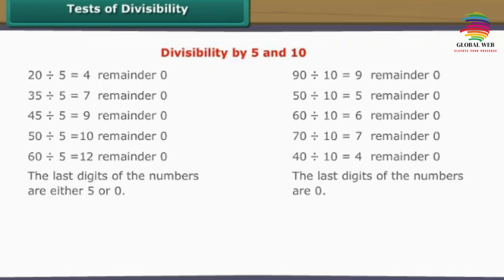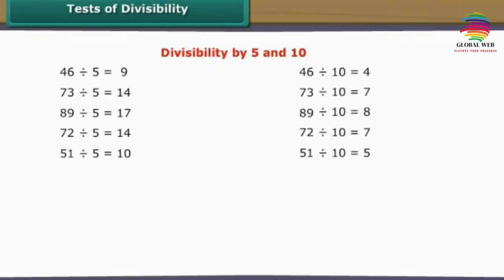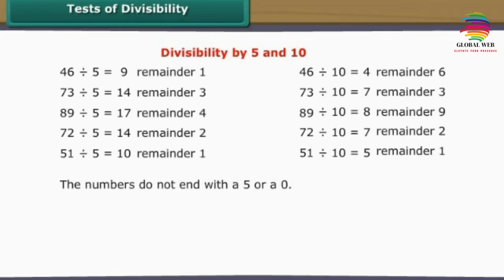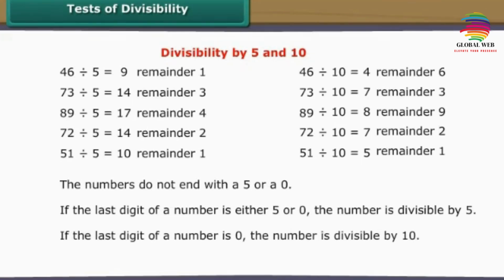Consider some more numbers: 46, 73, 89, 72, 51. They are not divisible either by 5 or by 10. None of them ends with a 5 or a 0. Therefore, we can say that if the last digit of a number is either 5 or 0, the number is divisible by 5. If the last digit of a number is 0, the number is divisible by 10.